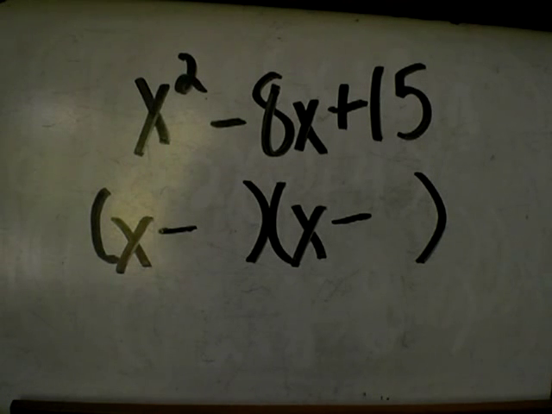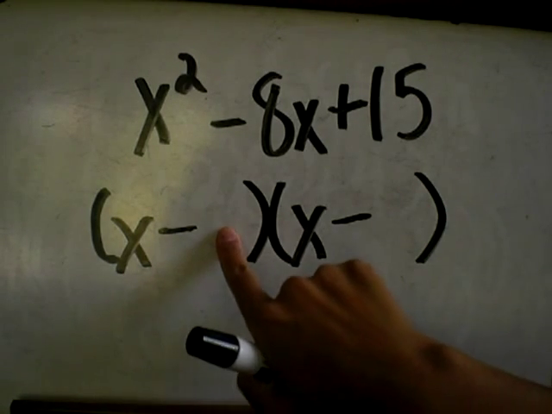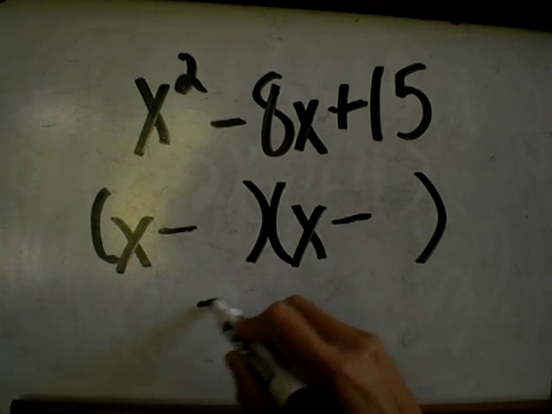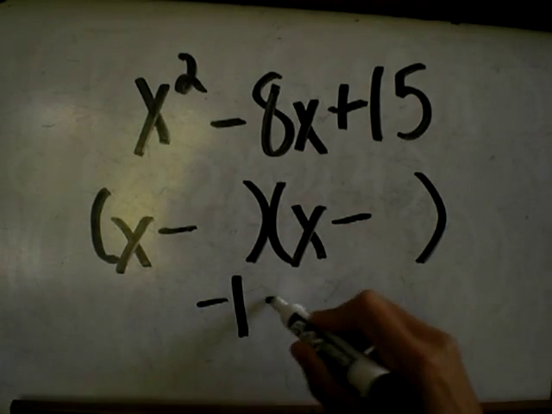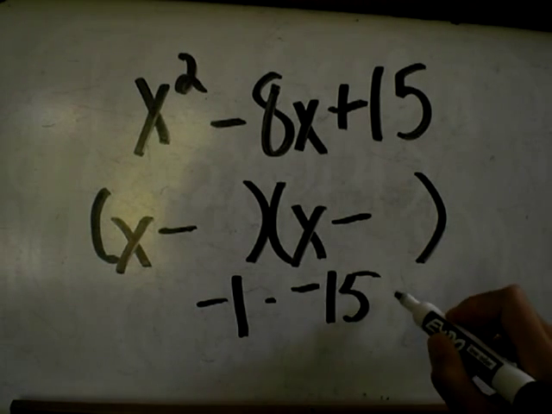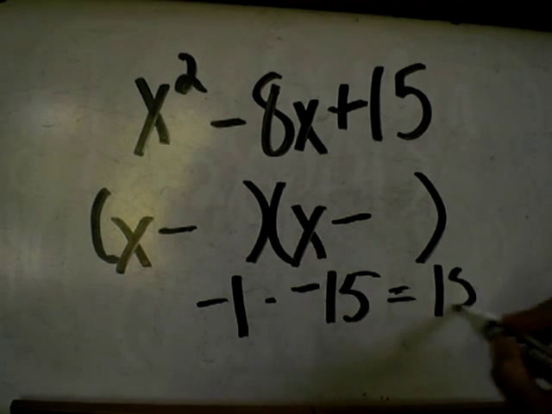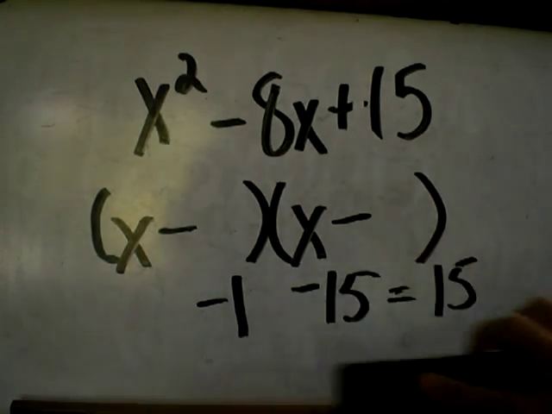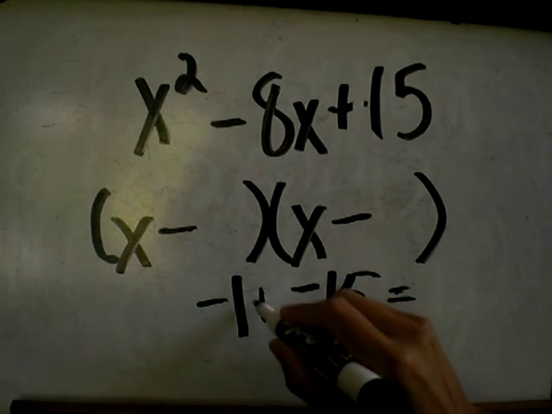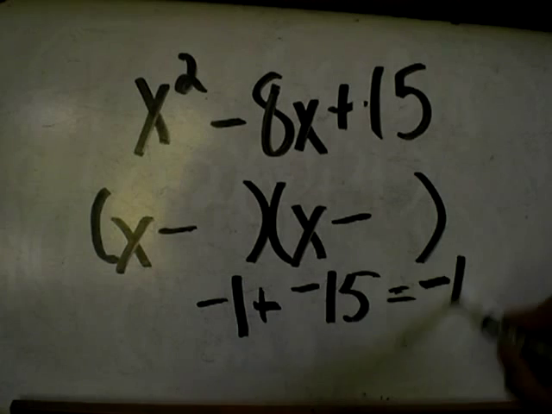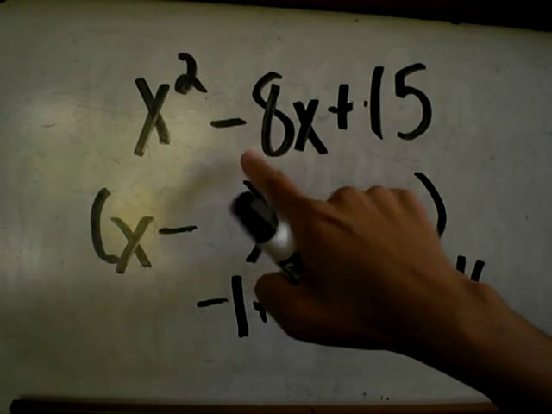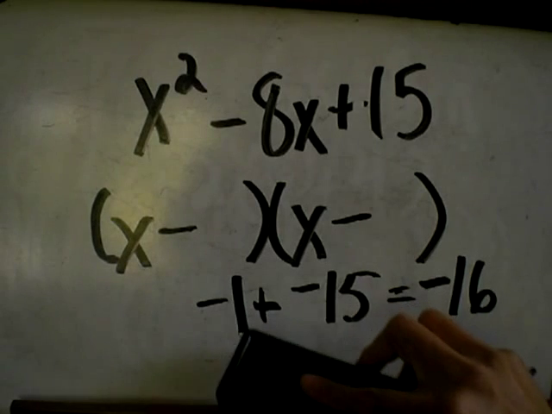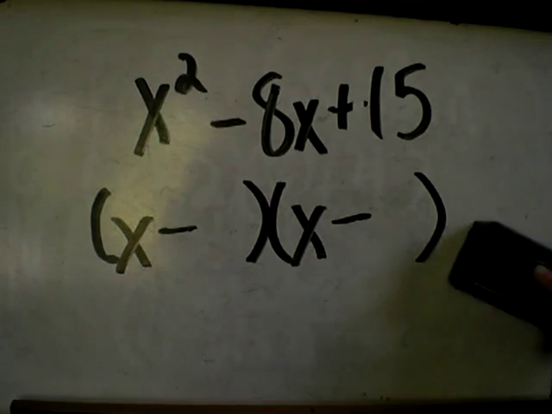So let's think of two different factors. We could do negative 1 times negative 15, that does give us positive 15. But if we add them, negative 1 plus negative 15 gives us negative 16. We want negative 8, so we know that negative 1 and negative 15 is not the case.